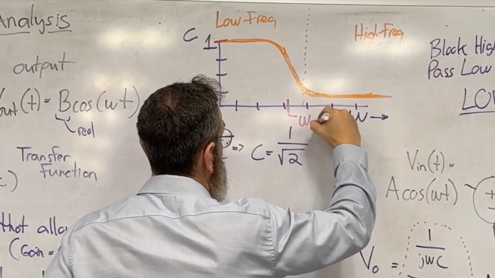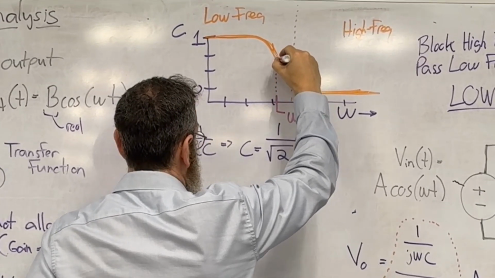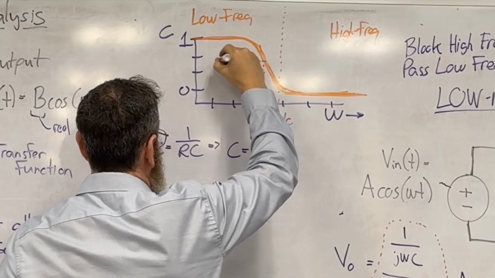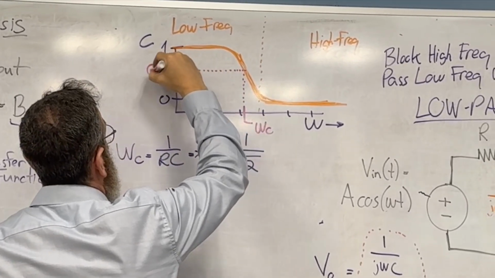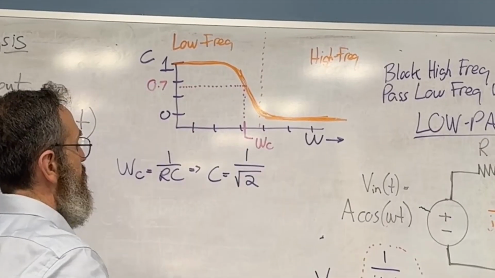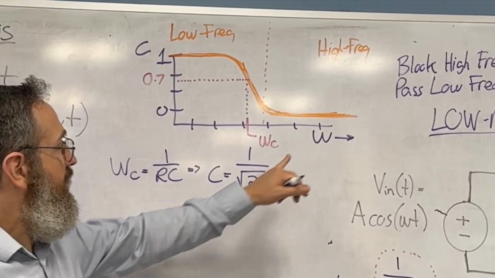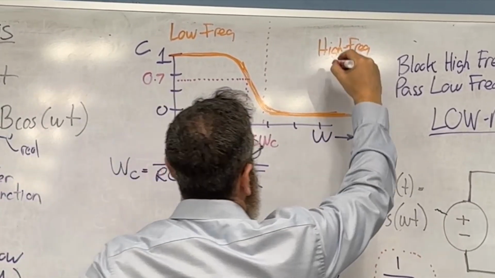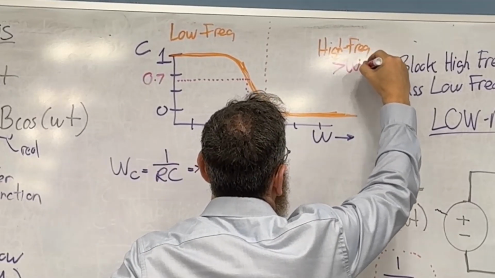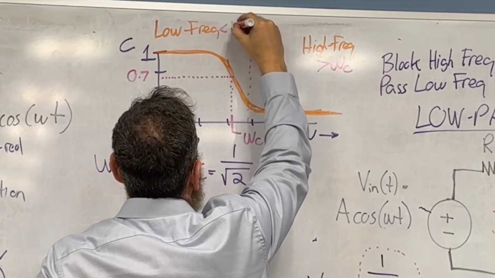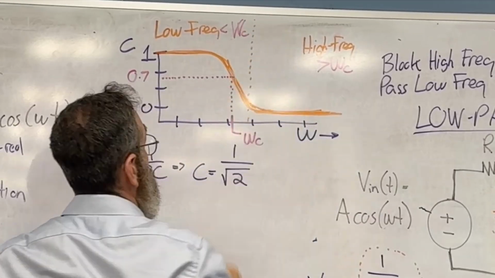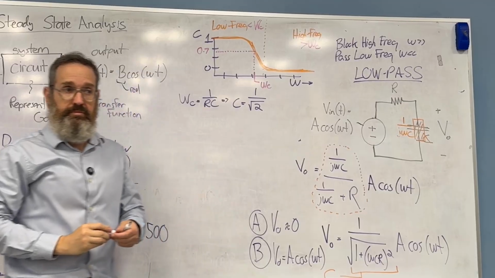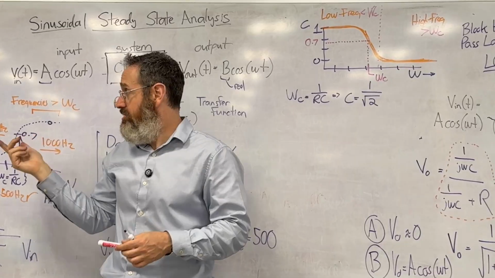And so what I can tell you now is that at a frequency here, W cutoff, the associated gain is about, like we said, 0.7. So when I say high, I mean greater than WC. And when I say low, I mean less than WC. Same discussion we had here.